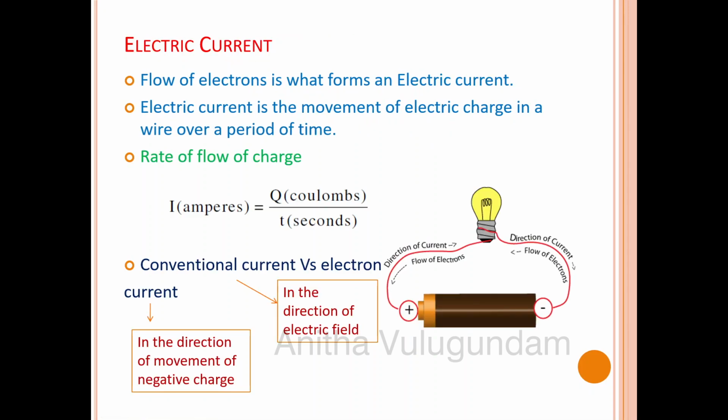Second term is electric current. Electric current is defined as the rate of flow of charge. Flow of electrons is what forms an electric current, and electric current is the movement of electric charge in a wire over a period of time. It is given by the equation I equal to Q divided by T. The unit of current is amperes, the unit of charge Q is coulombs, and the unit of time is seconds.